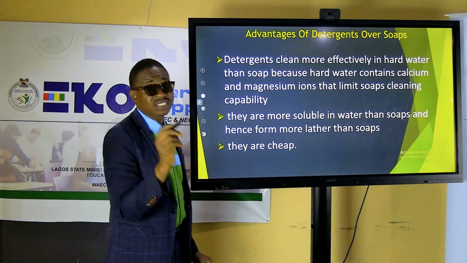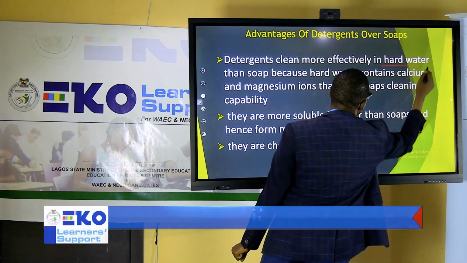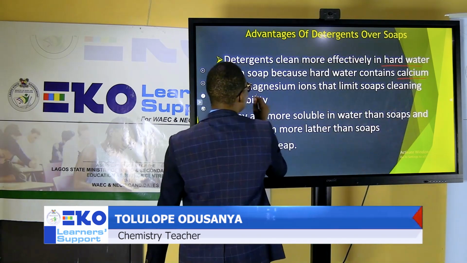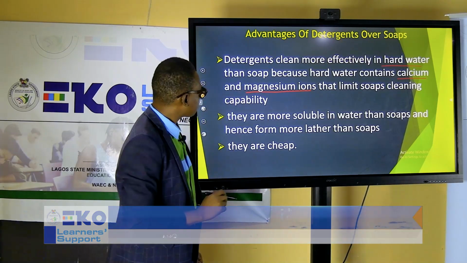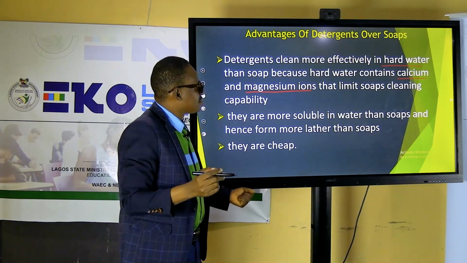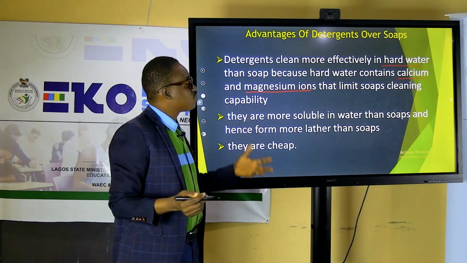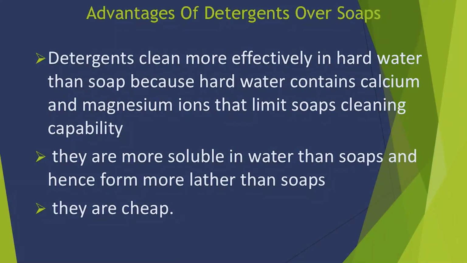Hard water contains soluble salts of calcium or magnesium ions. But what happens in the case of detergents? You need to remember. Fine. The detergent works more effectively when you put it in hard water. Also, you need to know they are more soluble in water than soap, hence they form more lather than soap.